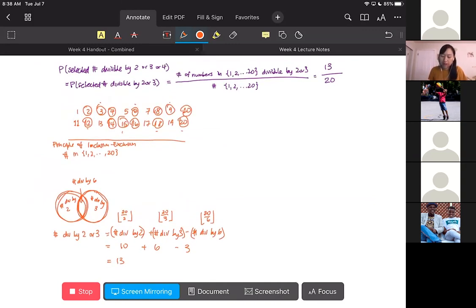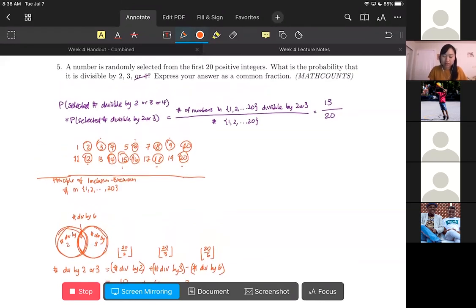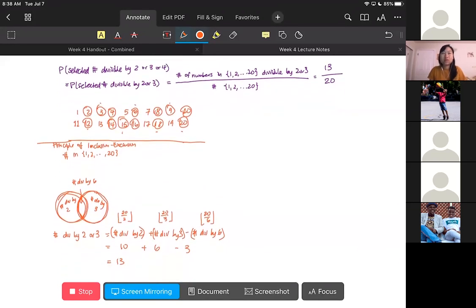And the reason I want to highlight this is, you know, for 20, it's actually not that hard to write out all the solutions here, all the numbers 1 through 20, and kind of count. But if I change this problem to say, like, I selected a number from the first 1,000 positive integers, then we want to count it using something like principle of inclusion-exclusion, as opposed to writing out the first 1,000 integers. So here, 13 over 20.